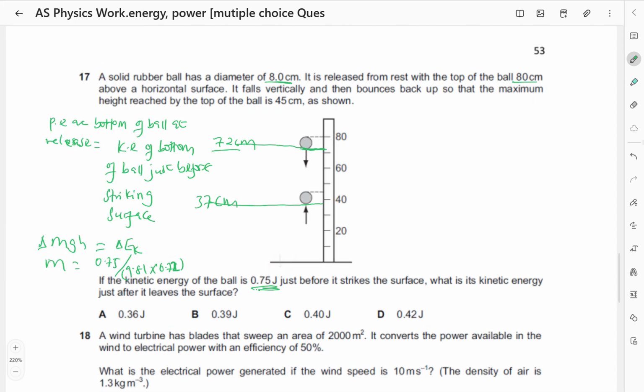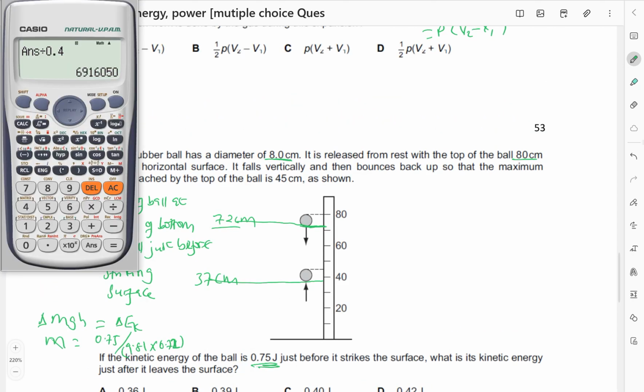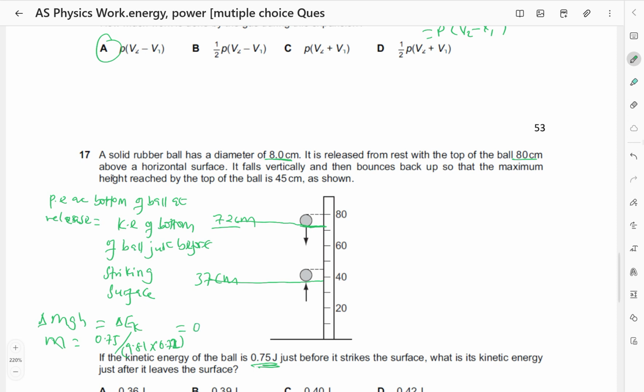So on my calculator, I have that as 0.75 divided by 9.81 times 0.72. So this is giving me 0.11. Let me just take 0.11. So the mass is going to be 0.11 kilograms. So that is the mass of the ball which is falling.